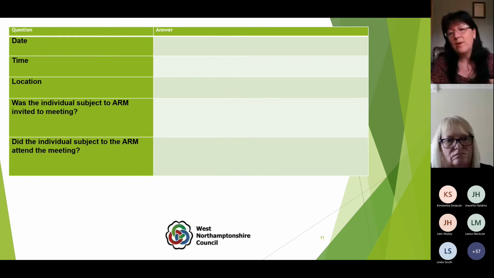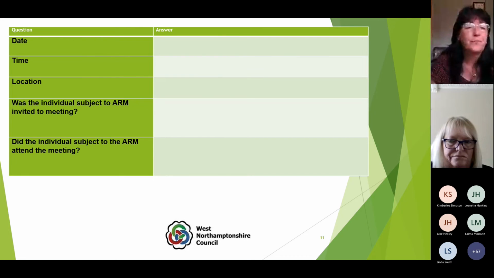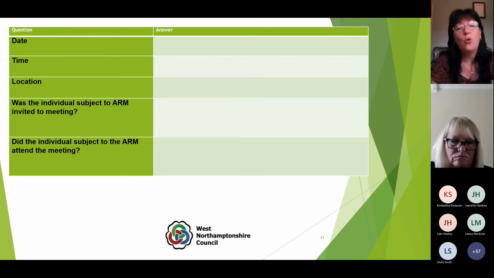Make sure that's recorded, the date, the time, location. You might do it by Teams, you might do it face to face. So it's always important to identify that. Was the person there, and did they attend? Again, really important, and identify why they didn't attend if they weren't there. There may be a very good reason for it.